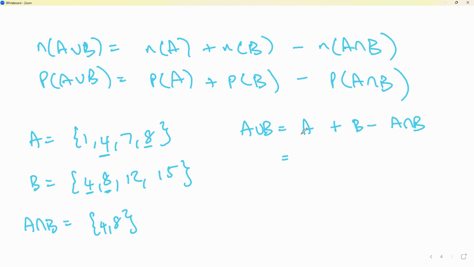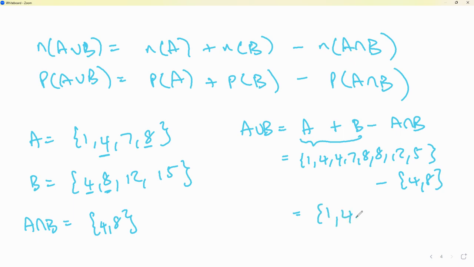So this is going to be added together. I'm going to get 1, 4, 4, 7, 8, 8, 12, 15. And then I'm going to subtract 4, 8 from there, which means I'm going to just remove the repetition. In other words, I'm going to have 1, 4, 7, 8, 12, 15. And this is the set that is found in A or B, not repeated as well.